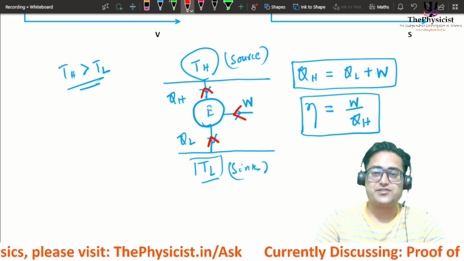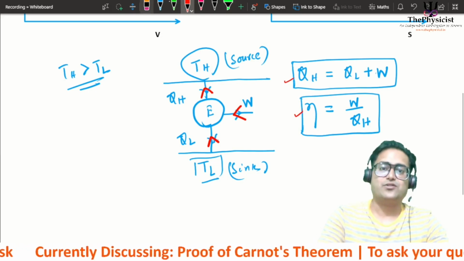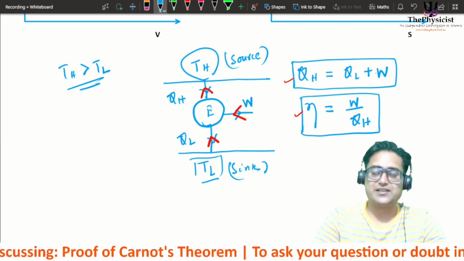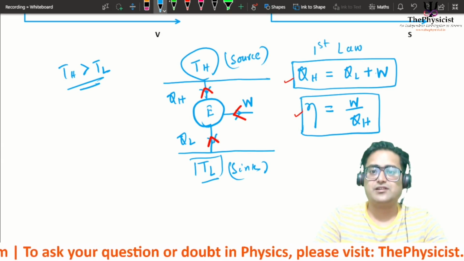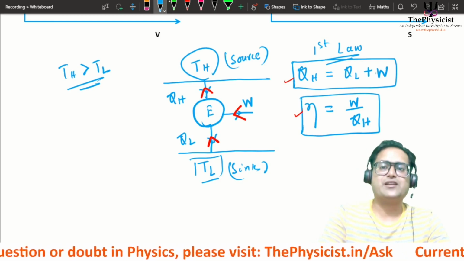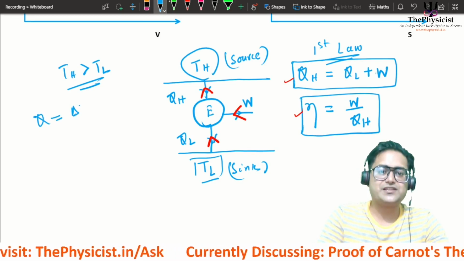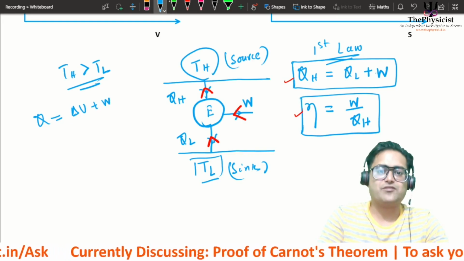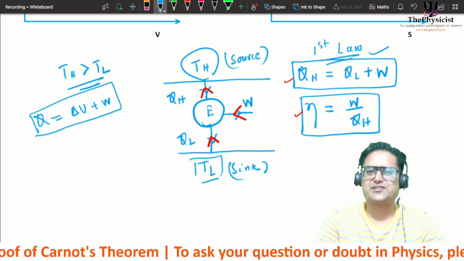And if there is such an engine E, then this is the efficiency and this is how the formula works. Note, this formula is from the first law of thermodynamics, right? Which simply, what does the first law say? That any heat supplied to a system is equal to the change in its internal energy plus the amount of work done by the system. That's all. In a different form, this is the first law.